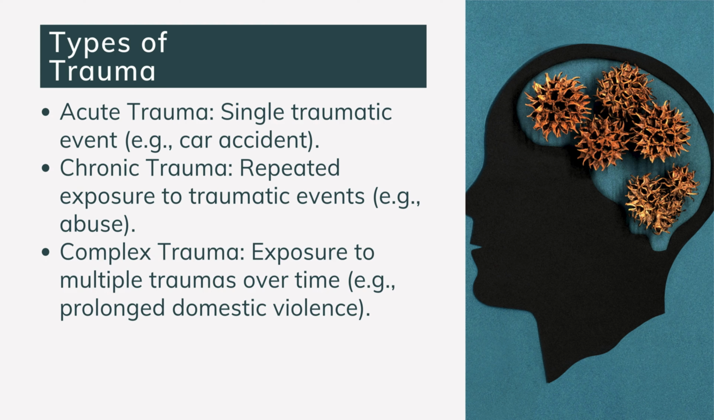We also have complex trauma. This occurs when multiple traumatic events happen over time, often starting in childhood. An example is a person trafficked as a child who later develops severe PTSD, depression, and trust issues. The type of trauma experienced plays a big role in how individuals cope and recover.